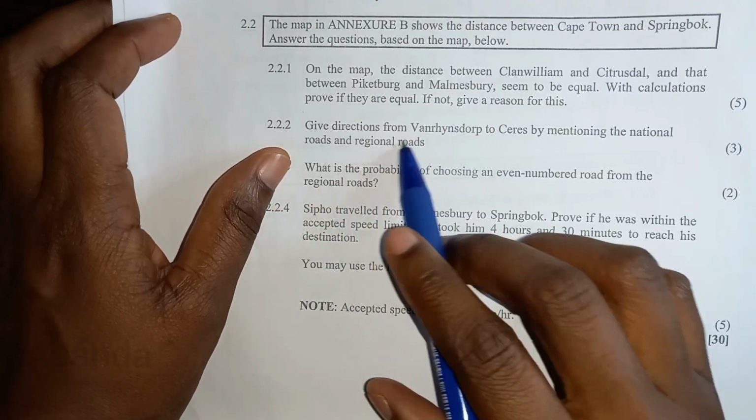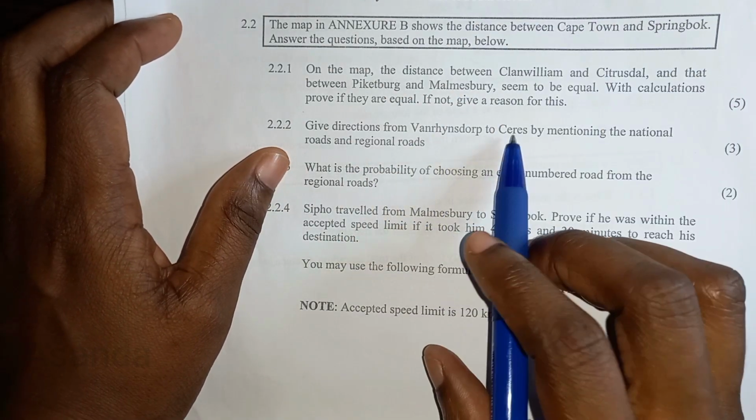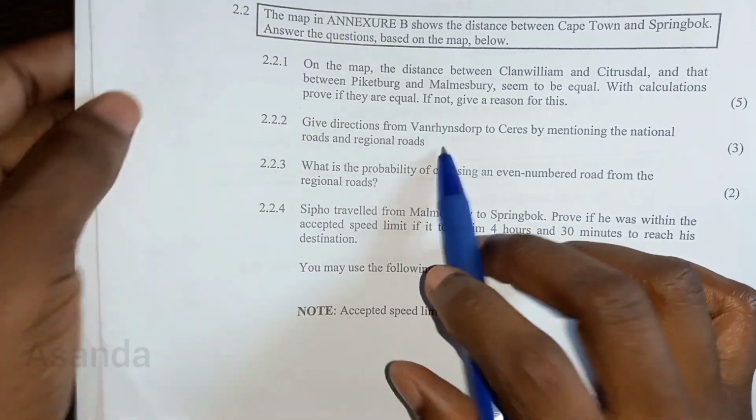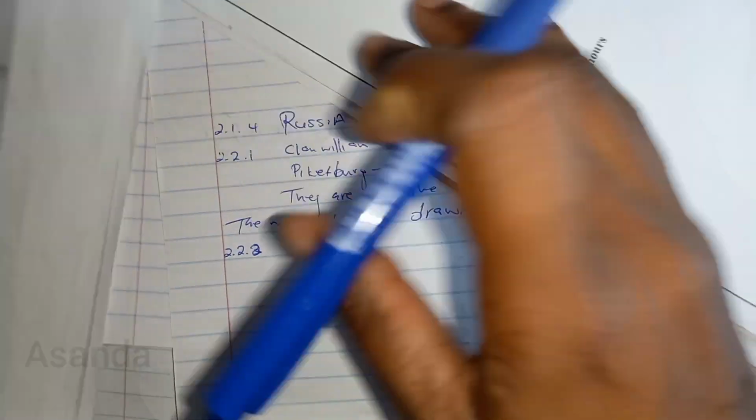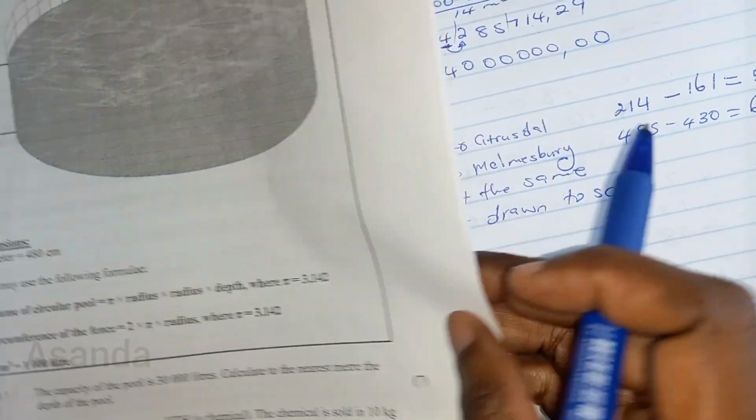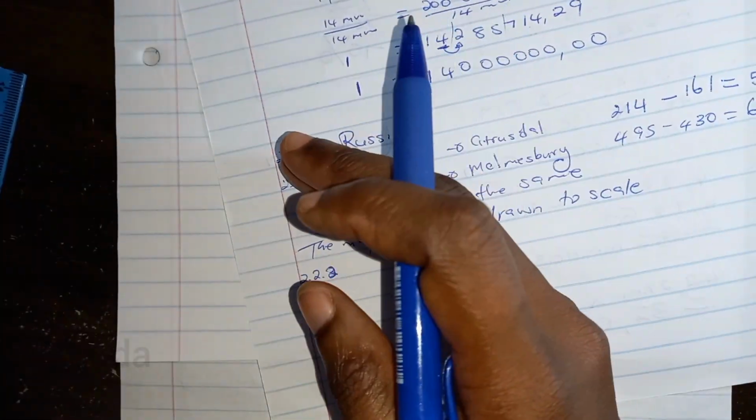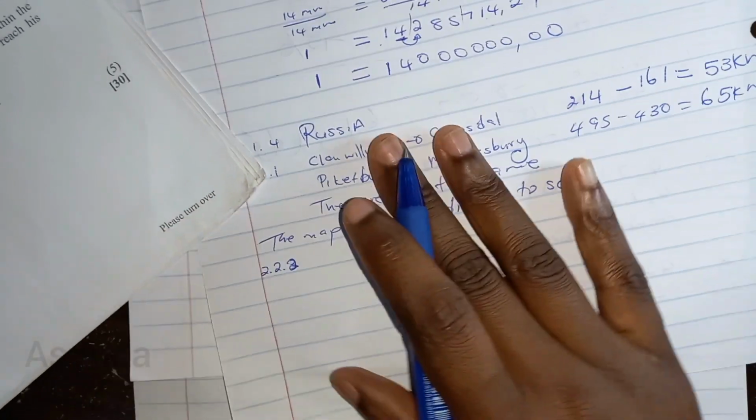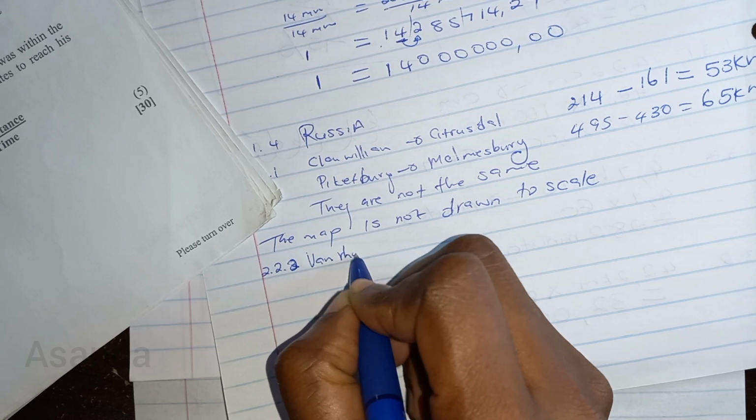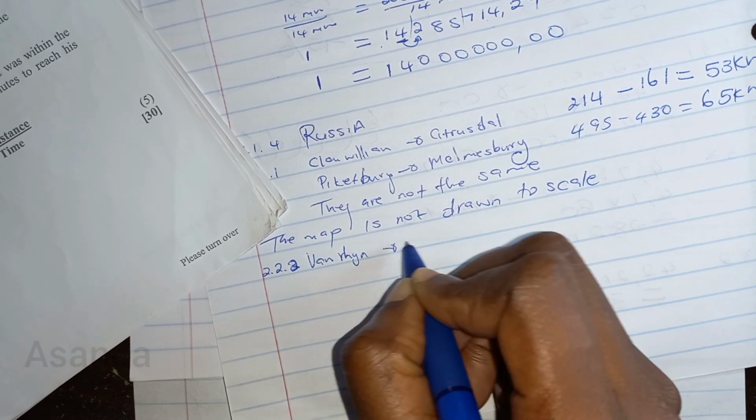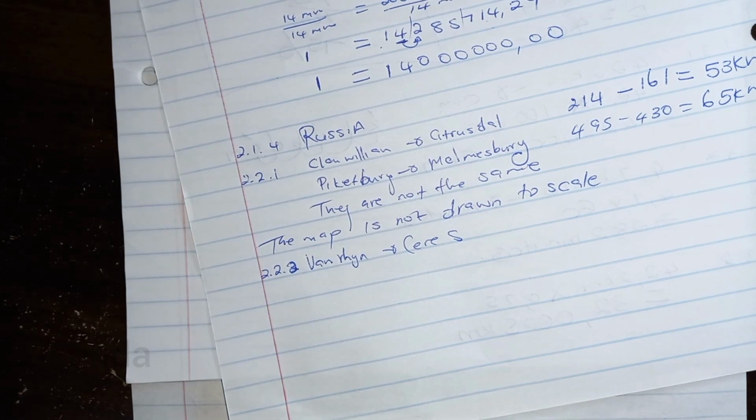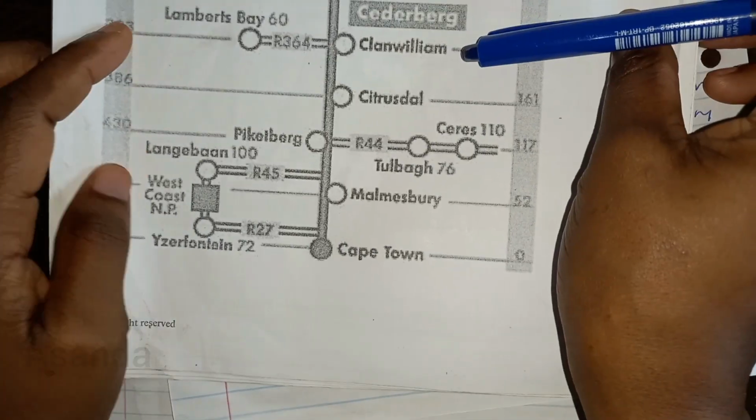Give the directions from Van Reinsdorp to Ceres by mentioning the national roads and regional roads. Okay, give directions. If the person was supposed to drive there and we tell them where to drive, we must tell them. So I like to write it down so that I don't forget where I'm going when I'm looking at my map. It says from Van Reinsdorp to Ceres. Let's give directions there.